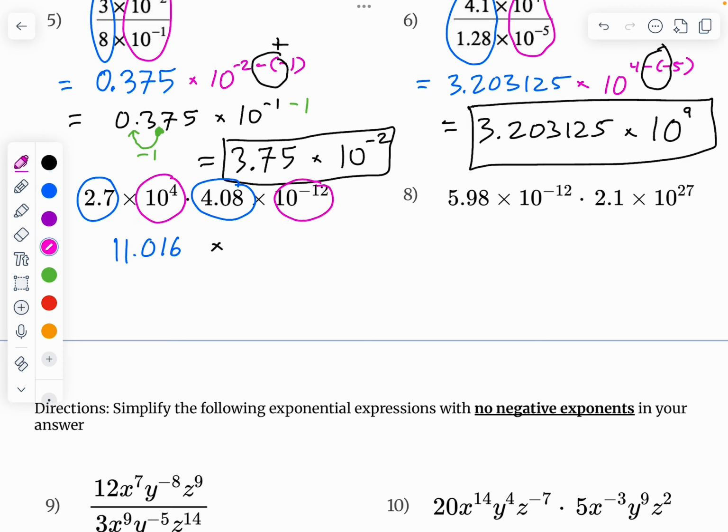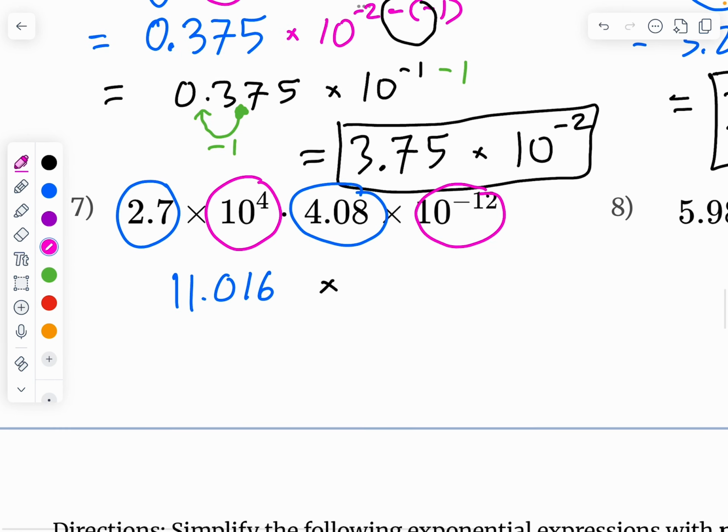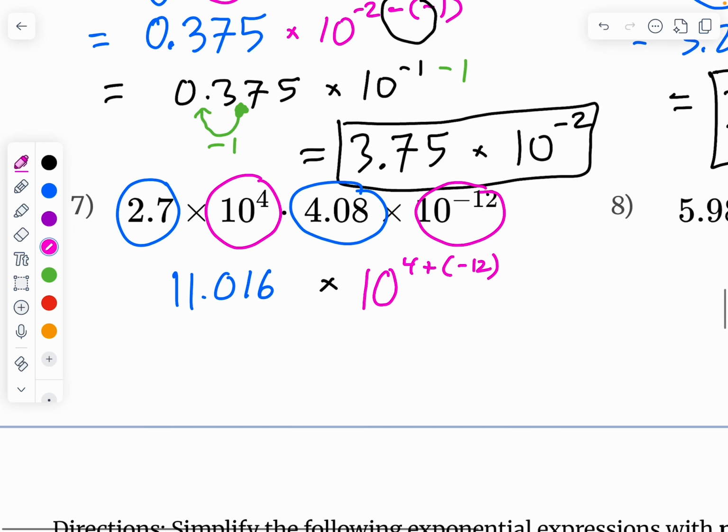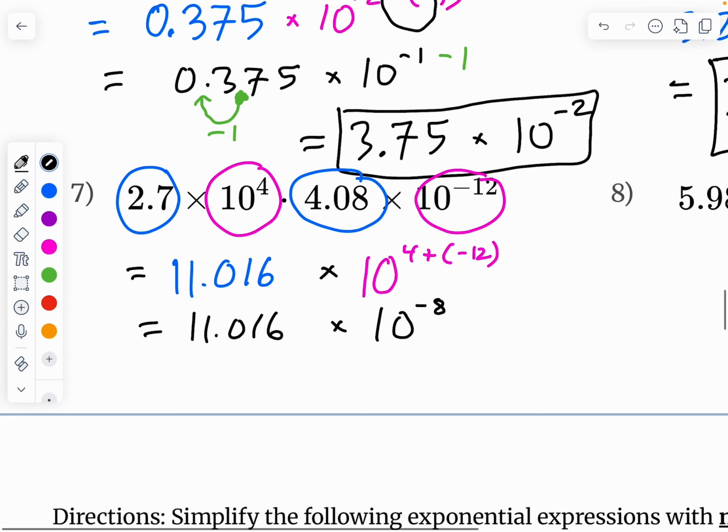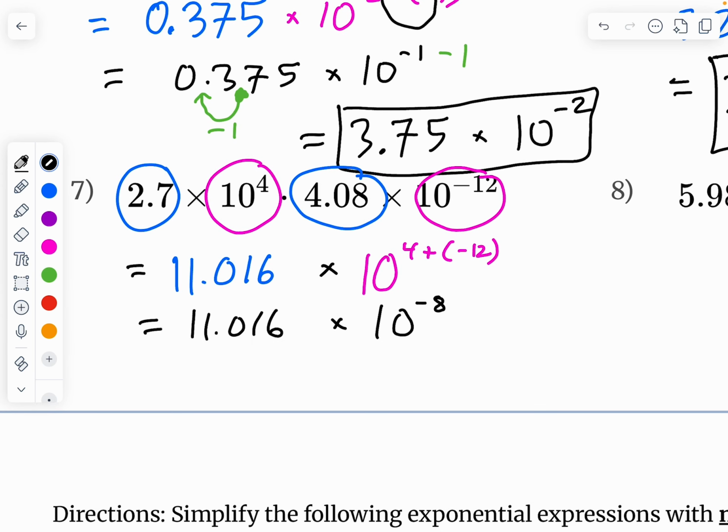And I'm going to do the, what's the rule for multiplication? It's called the product rule. I need to add 4 plus negative 12. It's multiplication, so I need to add the exponents. What that gives me is 11.016 times 10 to the power of 4 minus 12. 4 minus 12 is negative 8. Is that correct? Yeah, 4 minus 12 would mean you owe me 8.